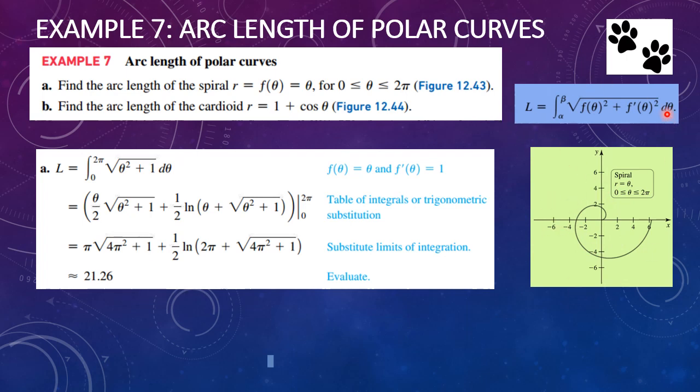Here we have the arc length formula. Right, so we have f of theta squared. Well, f of theta is just theta. F prime of theta is simply 1, right? Like the derivative of x is 1, so the derivative of theta would be 1 as well. So we have theta squared plus 1 squared, and here we're evaluating it between 0 and 2 pi, and that's what you see here in our calculation.